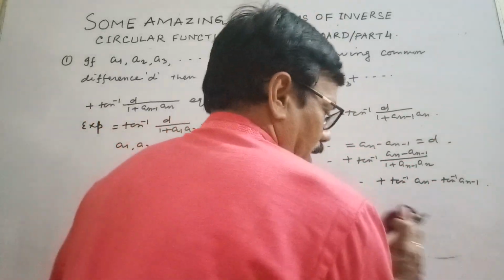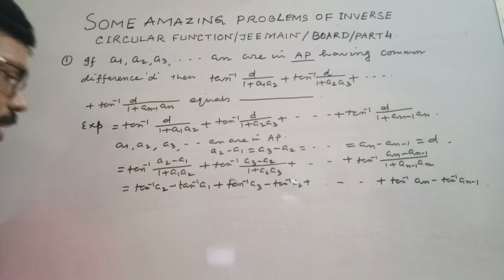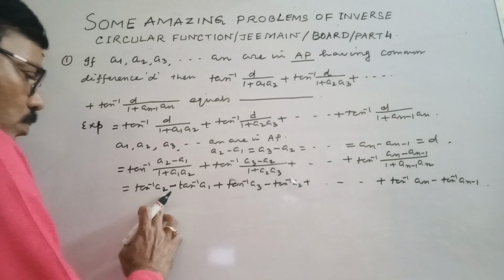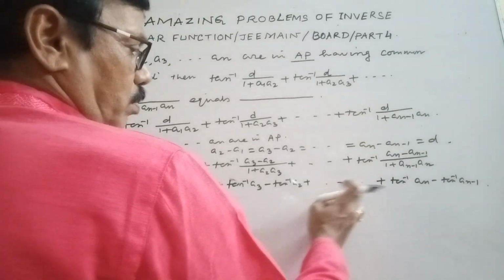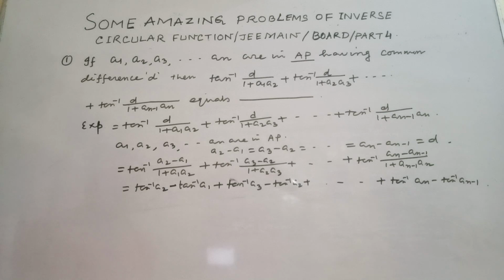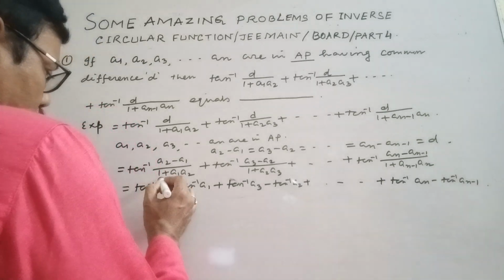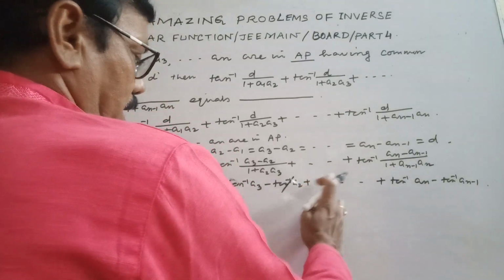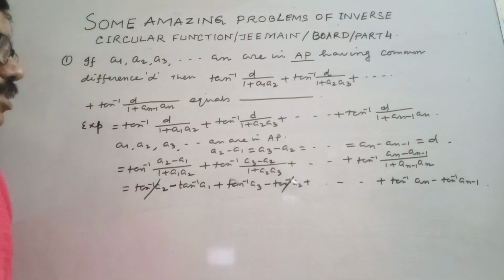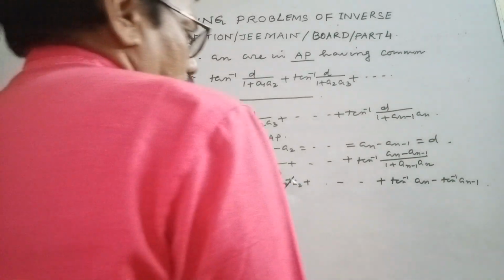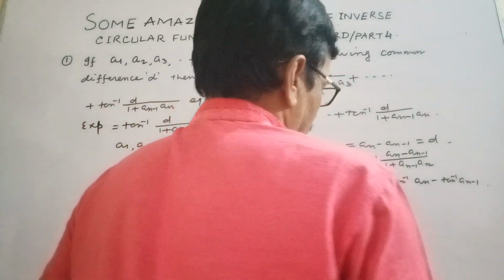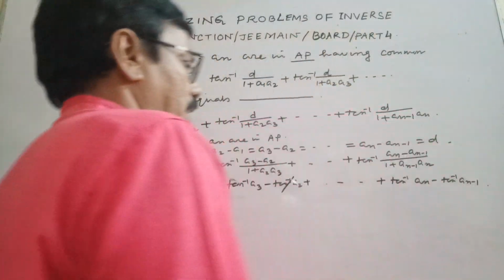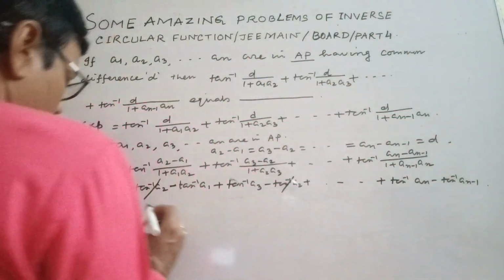Now look, there will be a pattern in getting the terms. This is A2 minus A1, A3 minus A2, A4 minus A3 and so on. Look, tan inverse A2 is cancelled out. And if you take here, it will be tan inverse A4 minus A3, so this one also cancels out. So there are n terms. If you take all the terms, you see this term also cancels out. So there will only be two terms.